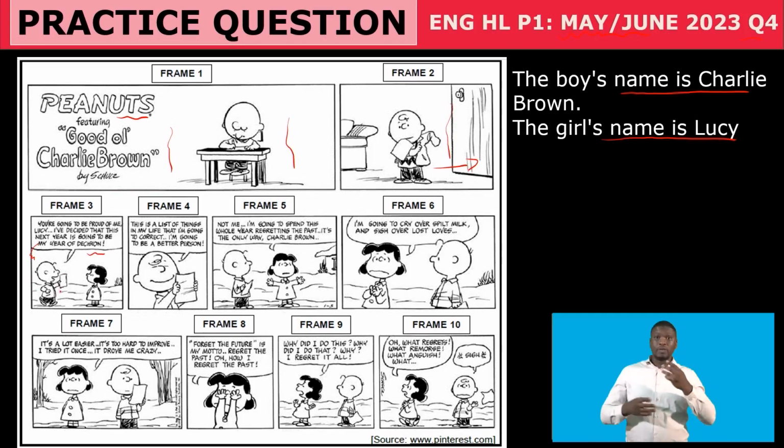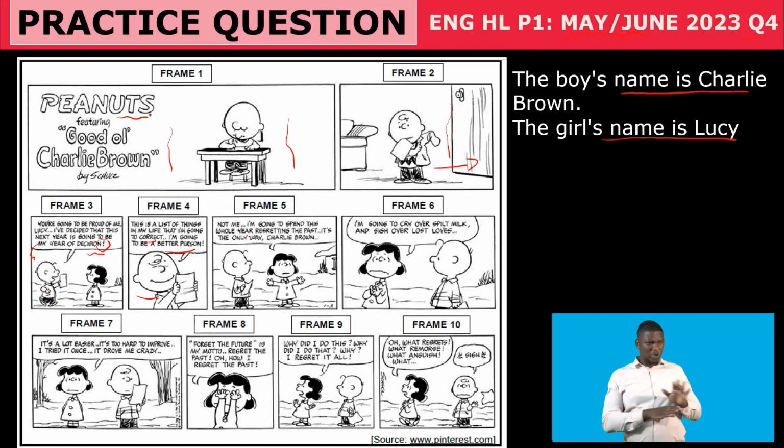If you look at his facial expression, he's smiling, he's walking quite happily towards Lucy. There's also an exclamation mark. "This is the list of things in my life that I'm going to correct. I'm going to be a better person." Look at Charlie Brown. He's smiling, he's quite happy with himself, and he's holding up the list that he has created. Then in frame 5, Lucy starts speaking.